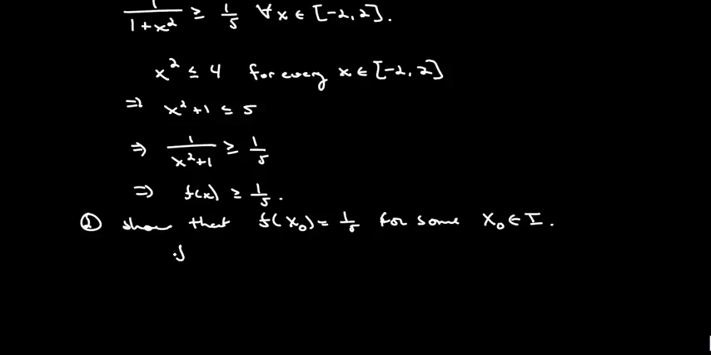Well, that's easy. I can just do one. I don't have to do both. I'll just do one. f of 2 is equal to 1 over 1 plus 2 squared, which is equal to 1/5. And so now we've got the second piece there as well. So we've now proven that we have a minimum and a maximum at those values.